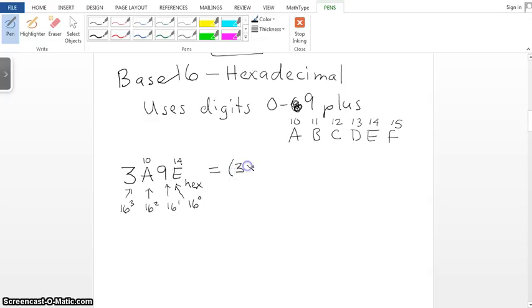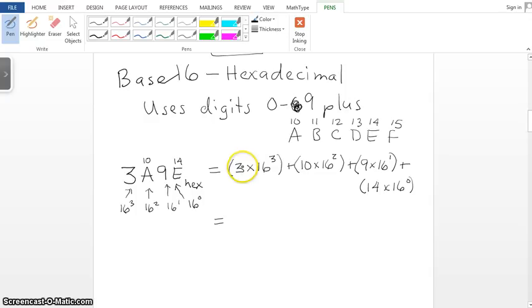This should be 3 times, remember my base is 16, that's in the cubed position, 16 cubed, plus my A now is 10 times 16 squared, plus 9 is a 9, times 16 to the first, plus, here's the last one, E represents 14 times 16 to the 0.